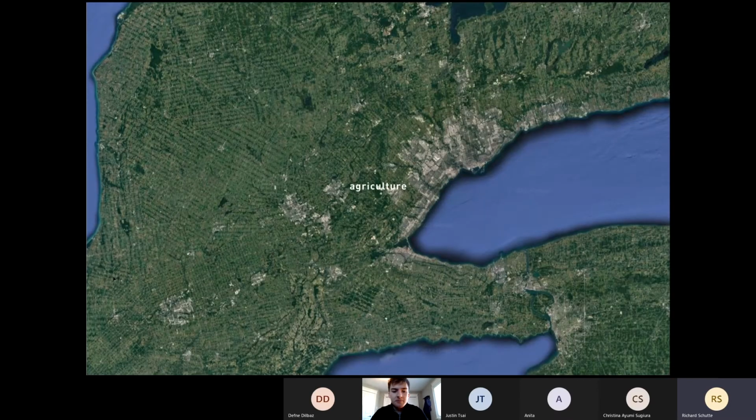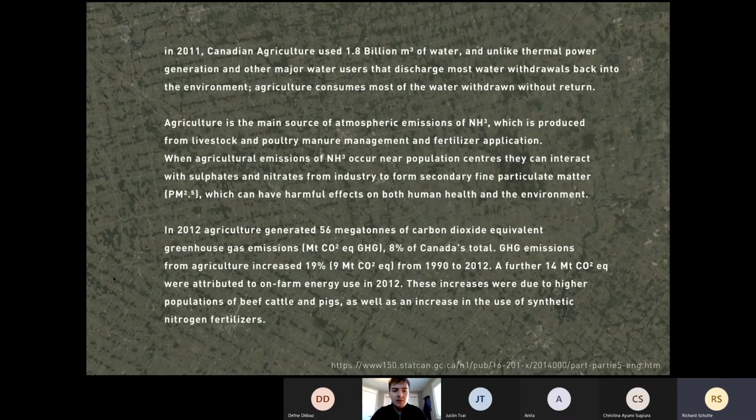Agriculture. In 2011, Canadian agriculture used 1.8 cubic meters of water. Unlike thermal power generation and other major water users that discharge most water withdrawals back into the environment, agriculture consumes most of the water withdrawn without return.